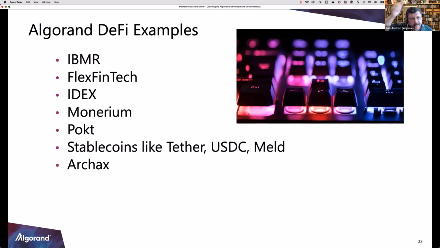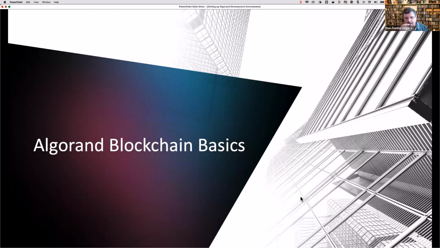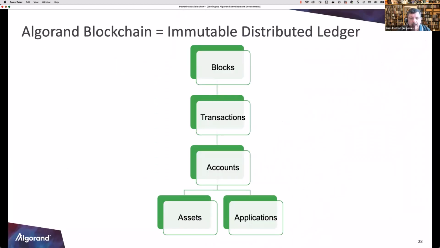You've got stable coins like we talked about, USDC, but also Tether. We're going to go next into some of the blockchain basics. And real quick, I came up with this diagram because I was always explaining it this way. I said, you know what, let me just put this in a diagram and give you a little picture of the different record types on an immutable distributed ledger, what Algorand has.